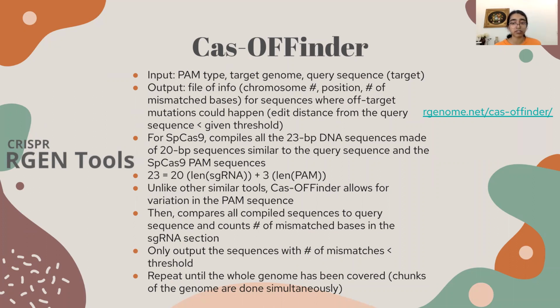Unlike other similar tools, Cas-OFFinder allows for variations in the PAM sequence. Then it finds the number of mismatches of all compiled sequences when compared to the query sequence. Only the sequences whose mismatch count is under a threshold will be outputted. This process is done on chunks of the genome simultaneously.